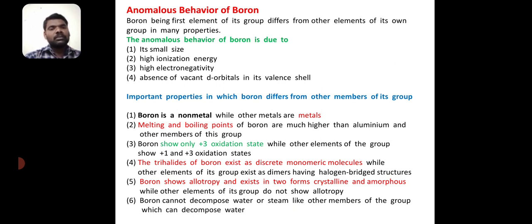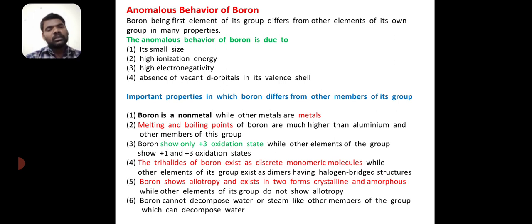Boron is a non-metal, but the other elements are metals. The melting and boiling points of boron are higher when compared with aluminum and other members of this group. Boron only shows the +3 oxidation state, while other elements show +1 and +3 oxidation states. The trihalides of boron exist as discrete monomer molecules, but those of other elements of this group exist as dimers having halogen bridged structures. Boron shows allotropy and exists in two forms, crystalline and amorphous. Other elements do not show allotropy.